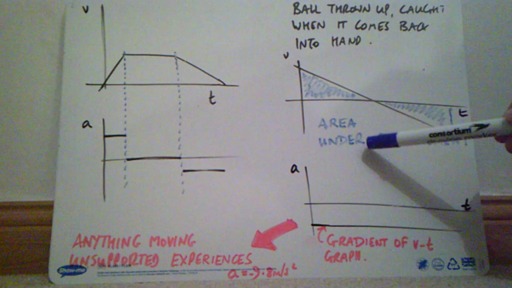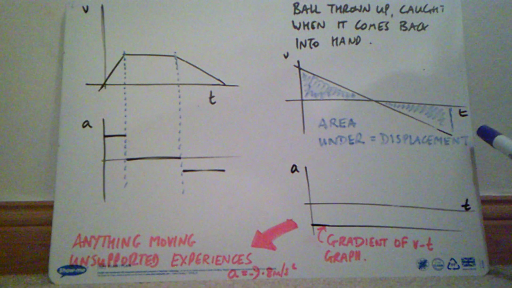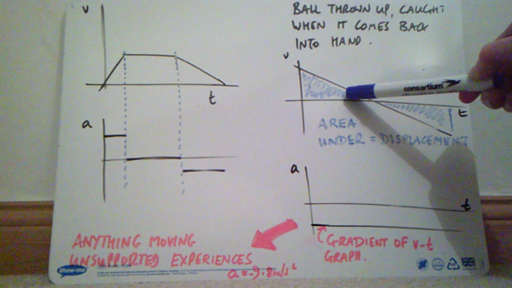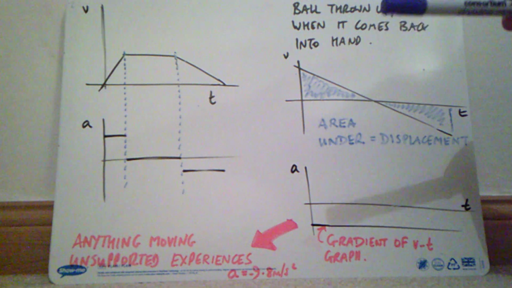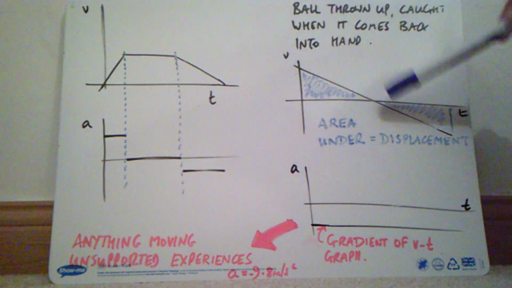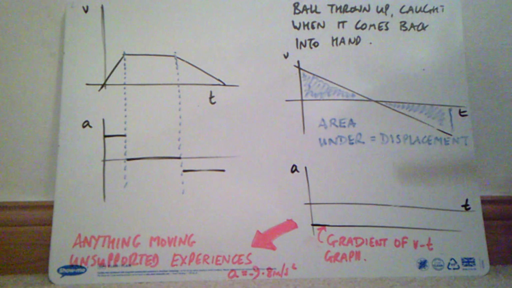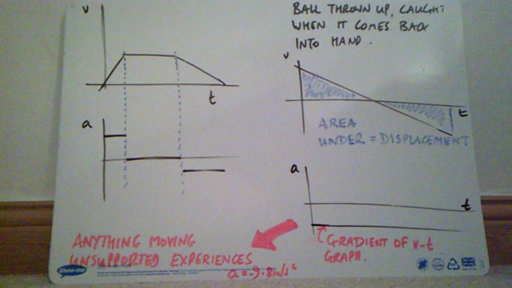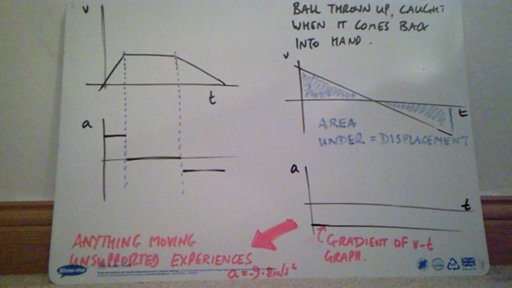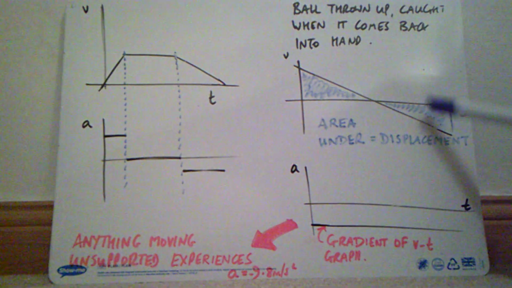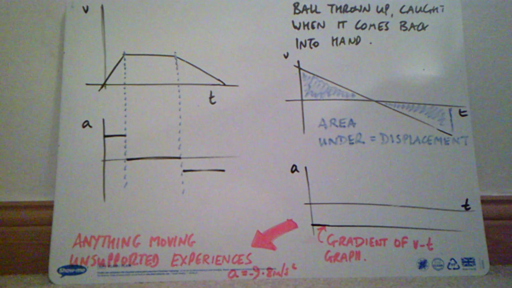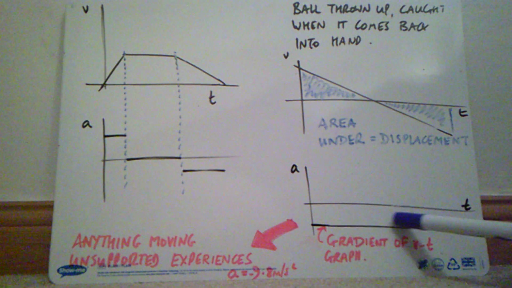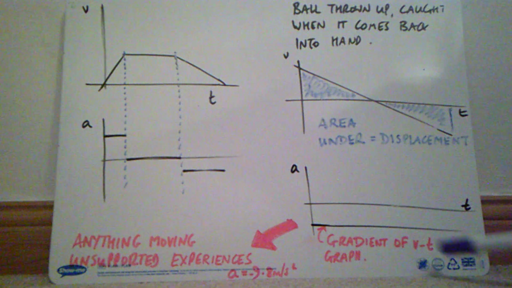The area underneath a speed time graph is the displacement. So this coloured in area here is the distance going from your hand up to the top, and this area here is the distance from the top down to your hand. The displacement, which if you remember is the very start point to the very finish point, is 0. So this would be a positive number, this would be a negative number, and they would cancel out to be 0.